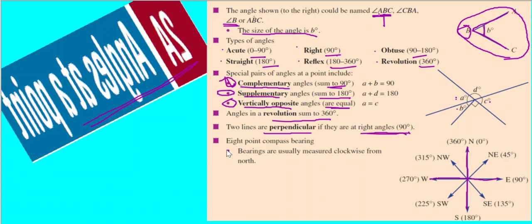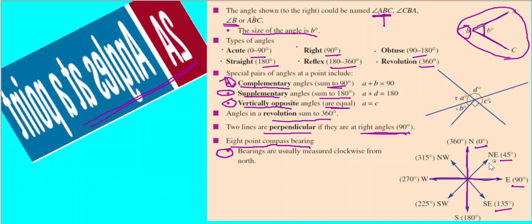And bearings, that's something we didn't really do last year. We didn't do it at all. So we've got 8 point compass bearings. Bearings are usually measured clockwise from north, and as you can see, each bearing has degrees associated with it. North is 0 degrees.